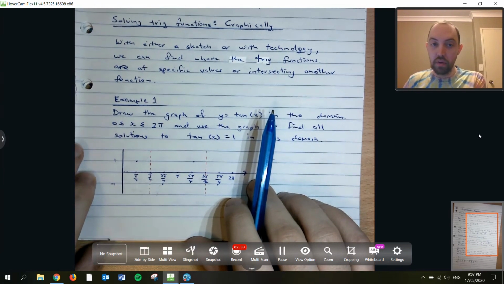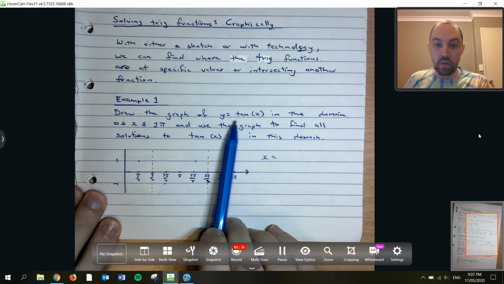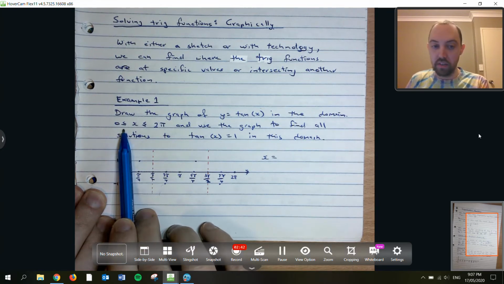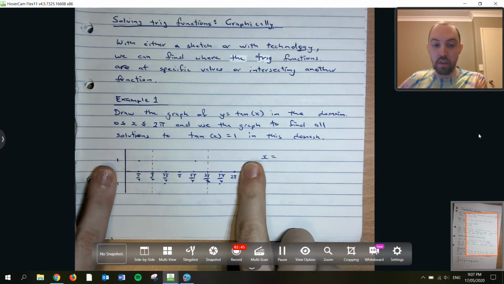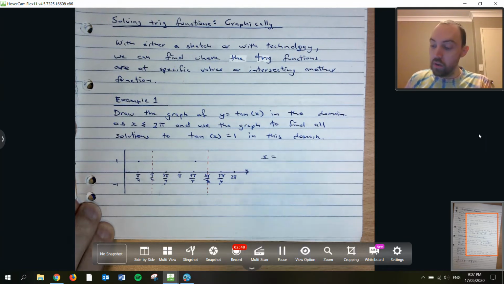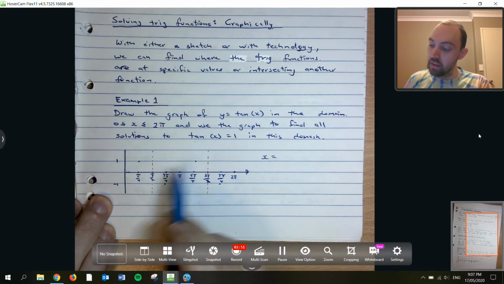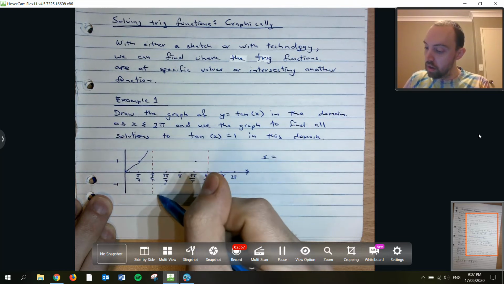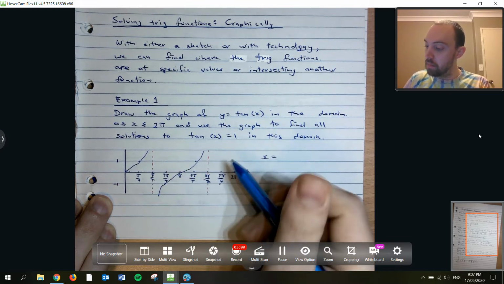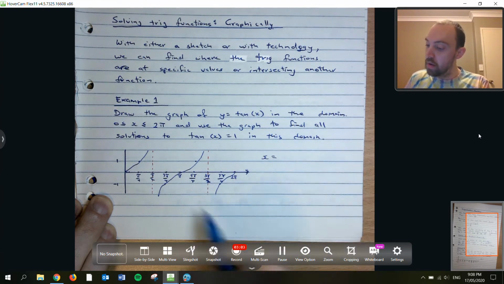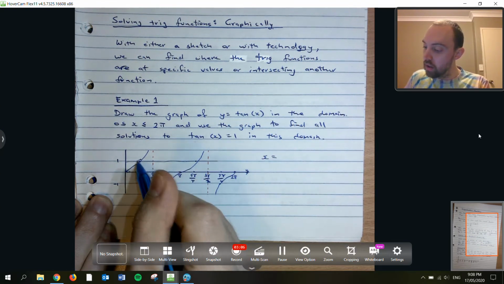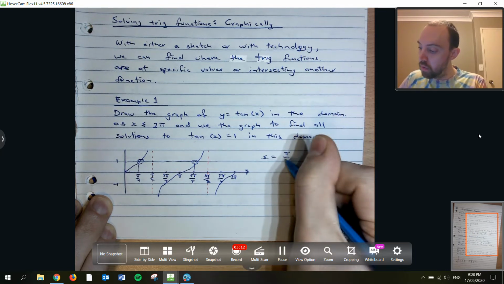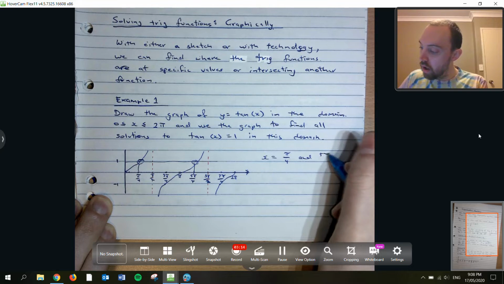So the first example here, we've got y is equal to tan of x in the domain. The domain is what x values these exist for. So you're only drawing the graph between 0 and 2 pi. And then use the graph to find the solutions of tan x is equal to 1. So you would sketch your tan graph. Okay, my graph's not going to be great. I've already got a backup on Desmos. But you'll see at y is equal to 1, there are two solutions, both pi on 4 and 5 pi on 4.